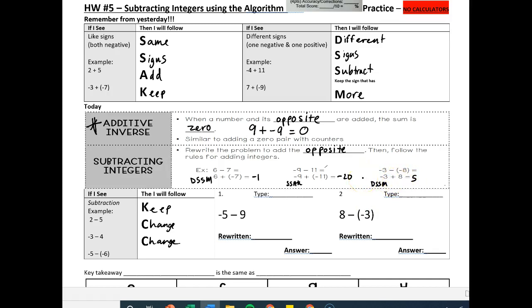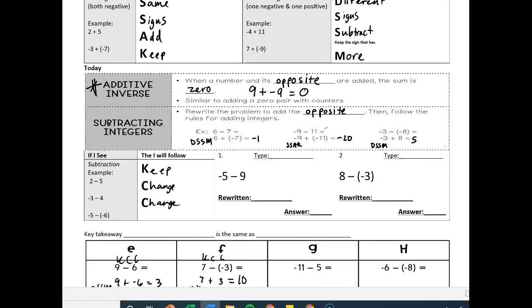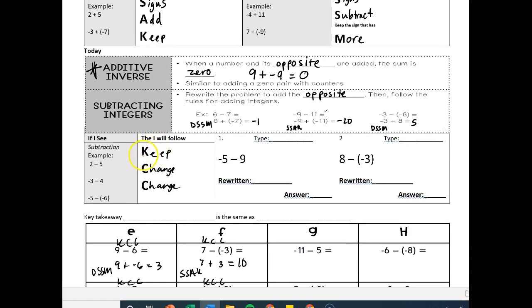Another way to think about this, another acronym to use, is KCC: keep, change, change, right? What that means is you're going to keep the first number exactly the same. You're going to change the subtraction to addition, and you're going to change the second number always to its opposite. So rewritten, it's negative 5, you keep the first number, plus, and then a positive 9 becomes negative 9. So now the type here is SSAK, and your answer is negative 14. Same signs, add, keep the sign.